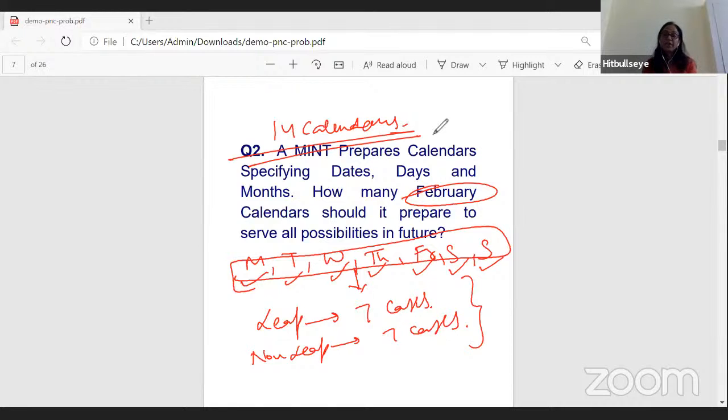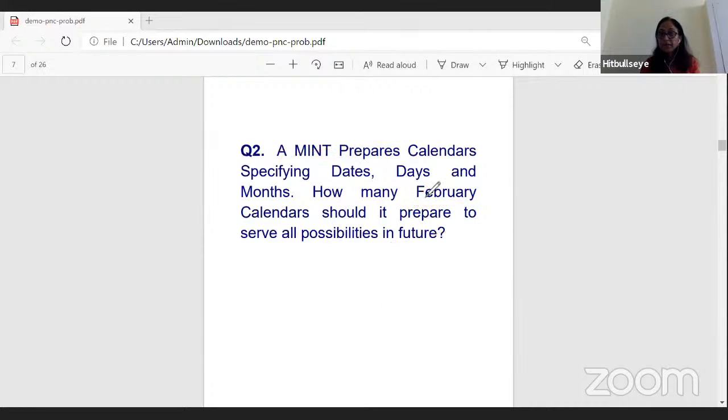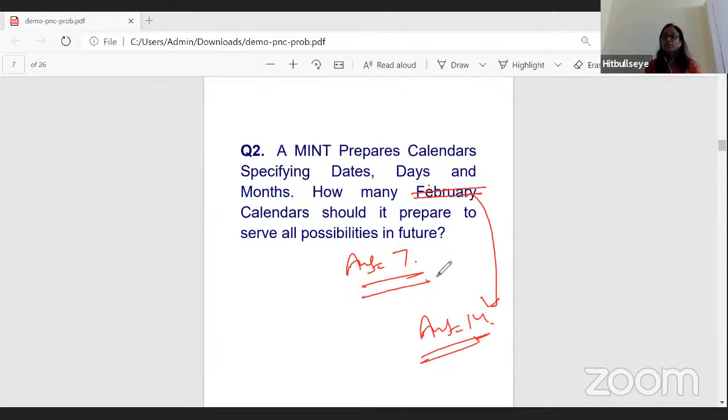Any other month will never be affected by a leap year or a non-leap year. So if this question comes up for any other month rather than February, then your answer will be 7. If it comes for the month of February, then your answer will be 14. Please remember it now, because it's very important for these competitive examinations to remember the logic that you have done, so that you can very quickly answer it when it comes in the exam.